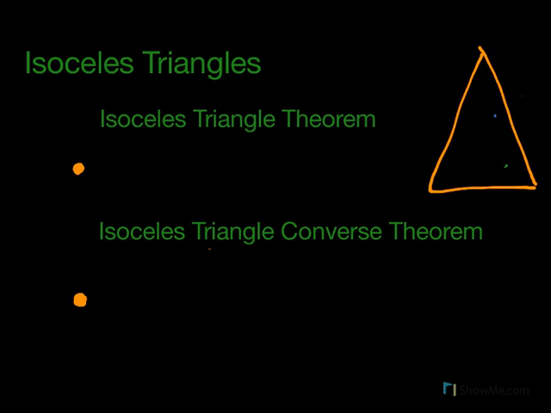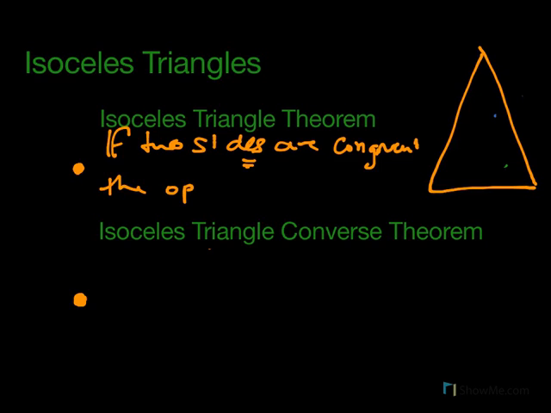Okay, so now we'll discuss the isosceles triangle theorem. The theorem states that if two sides are congruent, then the two opposite angles are also congruent.